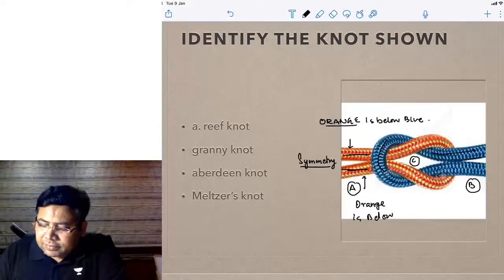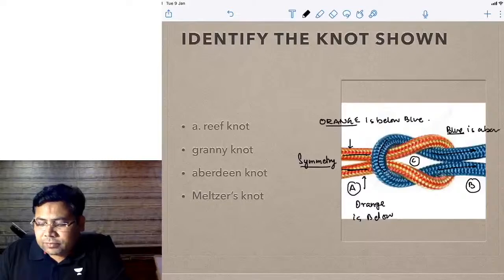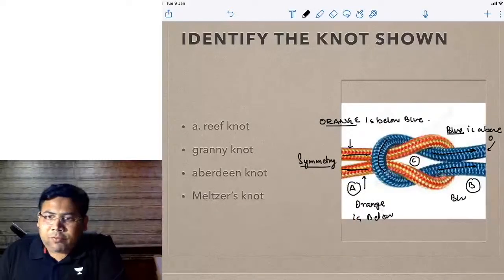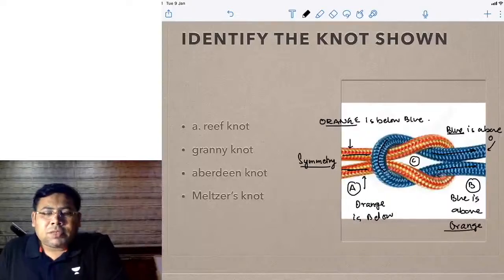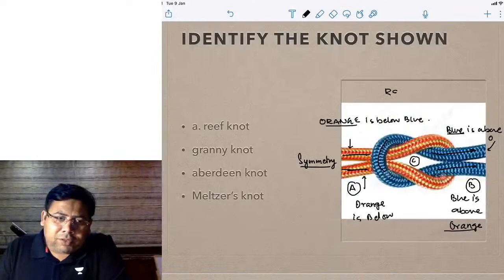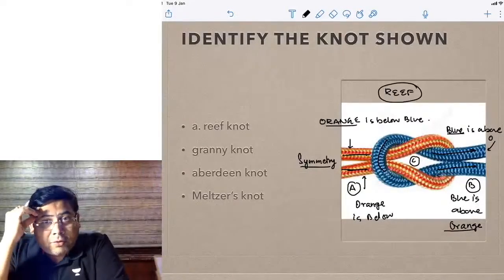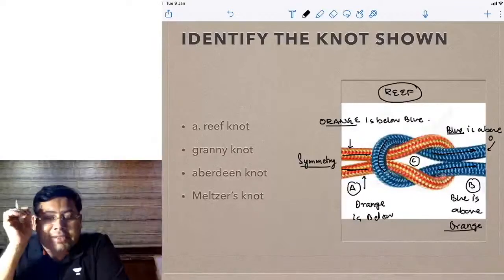If you see this, blue is above orange here also, and here also blue is above orange. So what kind of symmetry are you going to see? This is a perfectly symmetrical knot, and hence this is a reef knot. Are you getting this? This is a reef knot.